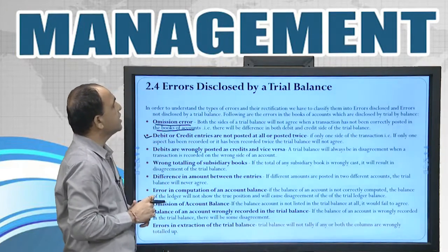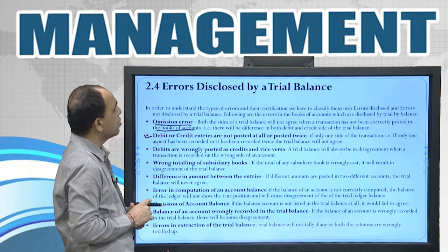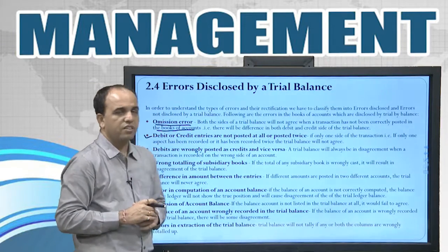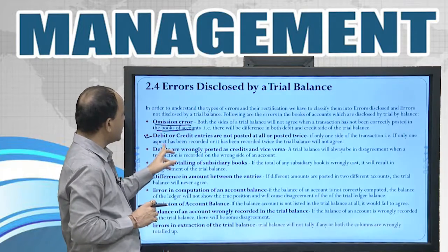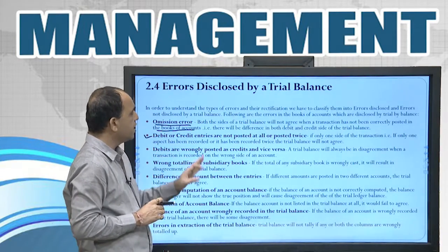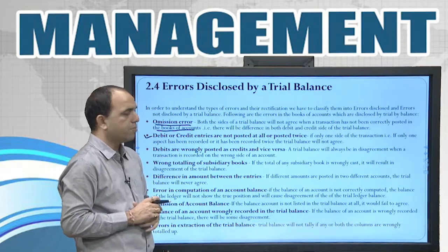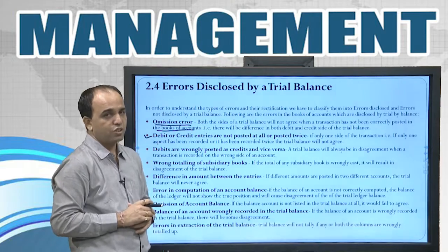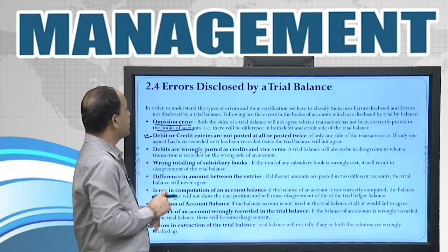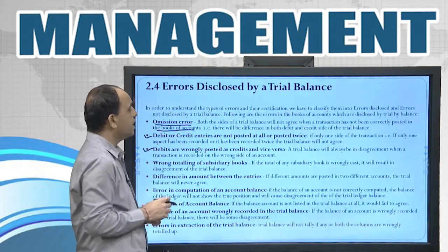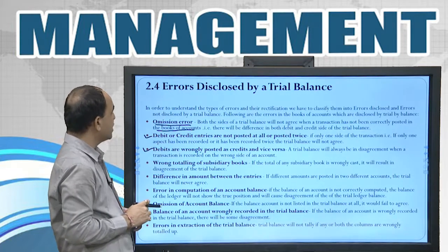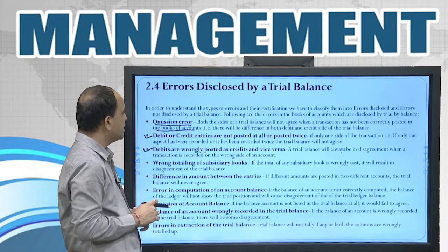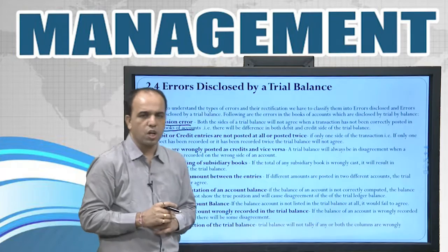Debit or credit entries are not posted at all or posted twice. See, if only one side of the transaction, only one aspect has been recorded, or it has been recorded twice, the trial balance will not agree, right? This is also very important. Debits are wrongly posted as a credit and vice versa. A trial balance will always be in disagreement when a transaction is recorded on the wrong side of the wrong account.